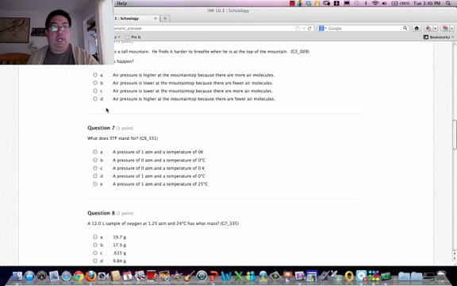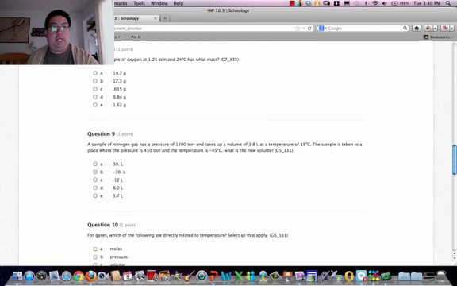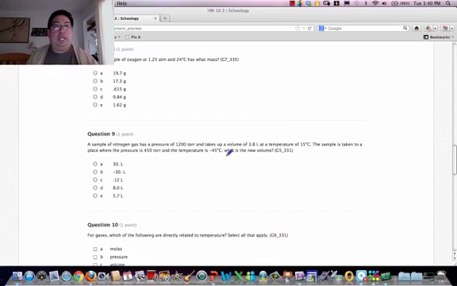Okay, get my arrow. Here we go. Question 8. Okay, a sample of oxygen is at 1.25 atmospheres and 24 degrees Celsius. What's its mass? So what we're doing here is we're using the ideal gas law.